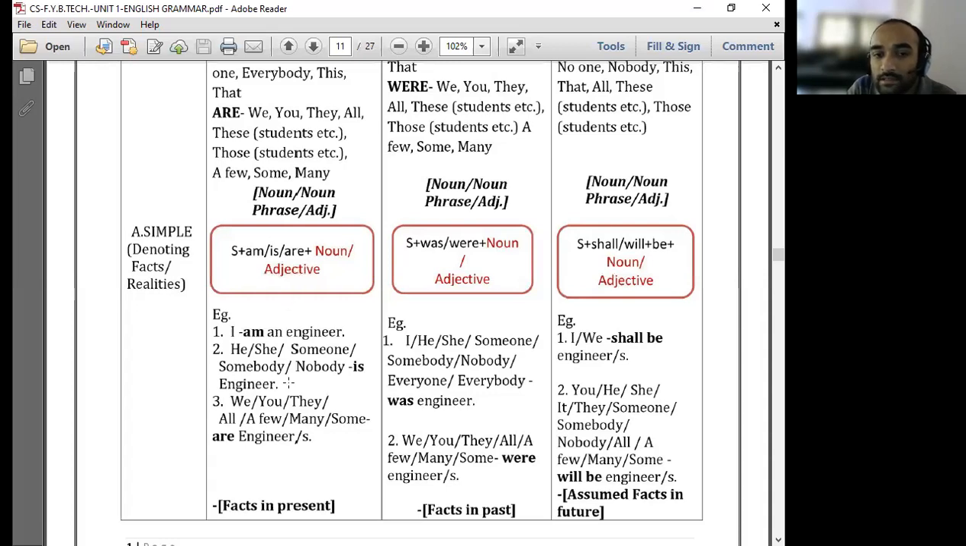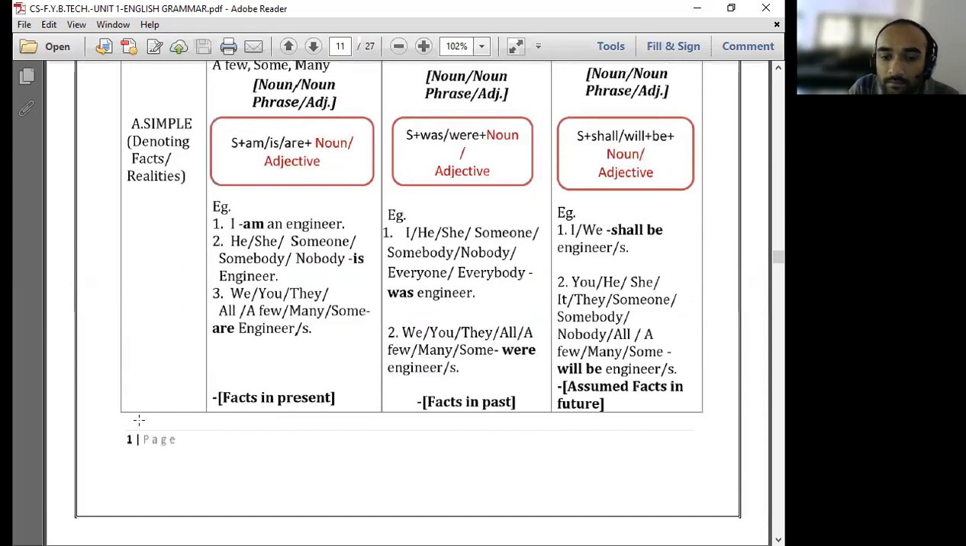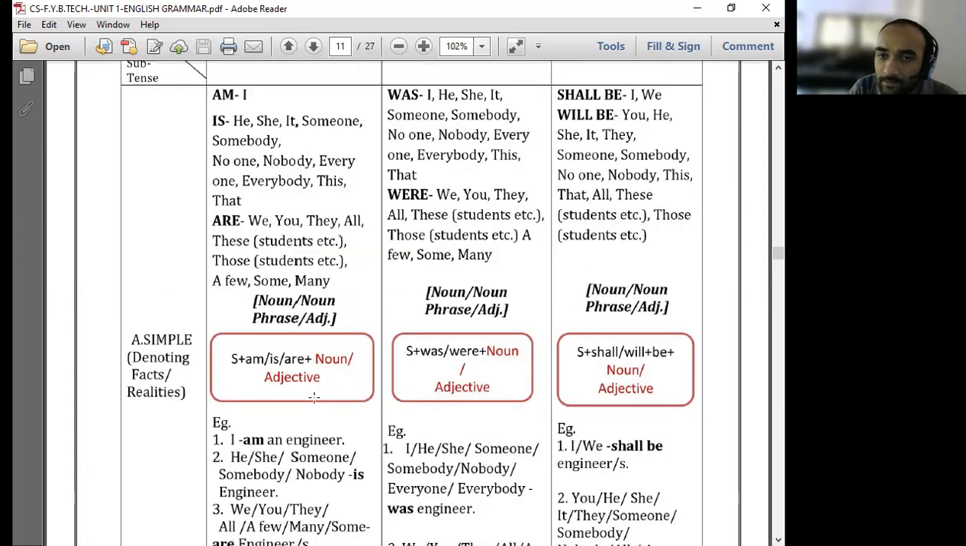Okay. So in the simple present, this is the tense which shows or denotes the fact or reality. In the last, we have seen that facts in the present. So the simple present tense shows the facts in the present, or realities in the present, okay.